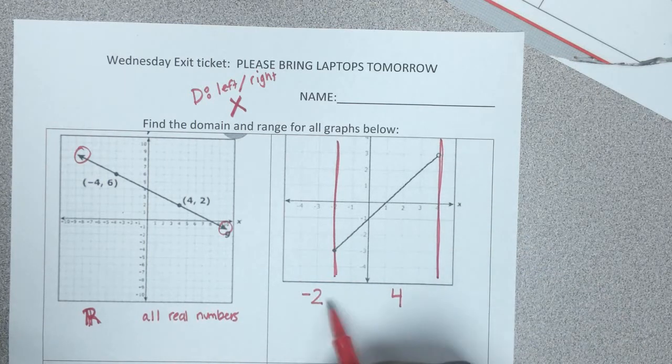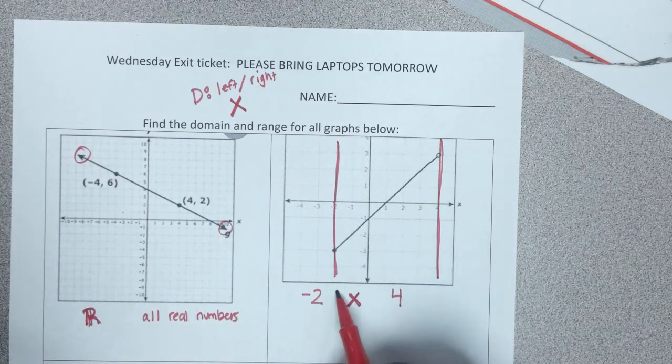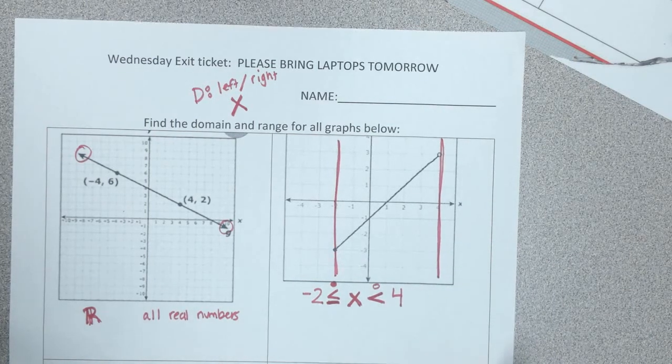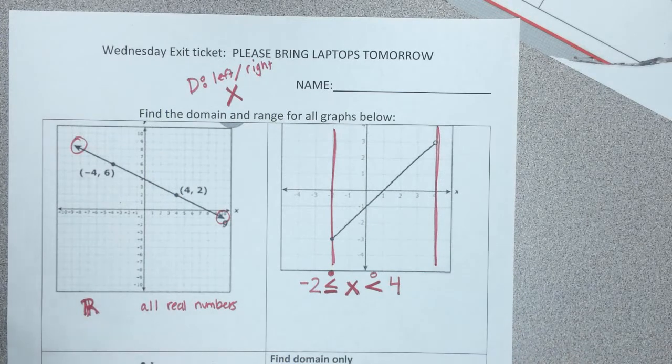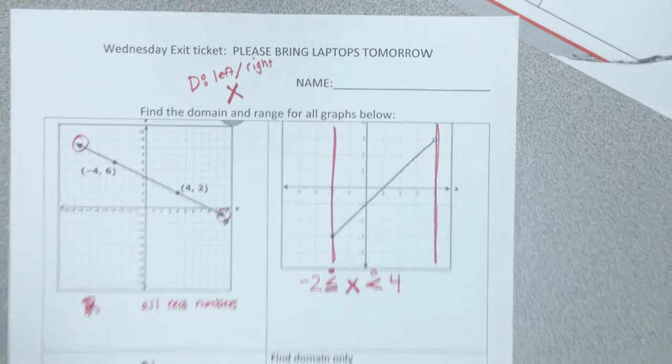Now when I fill in the middle, I'm definitely using x because it's domain. However, this -2 is lined up with this closed circle, so I need to add the equal to for the closed circle. However, over here, the 4 is lined up with an open circle, and since it's an open circle, I do not add the equal to. So that's my domain. Now the range is going to be the low part of my graph.